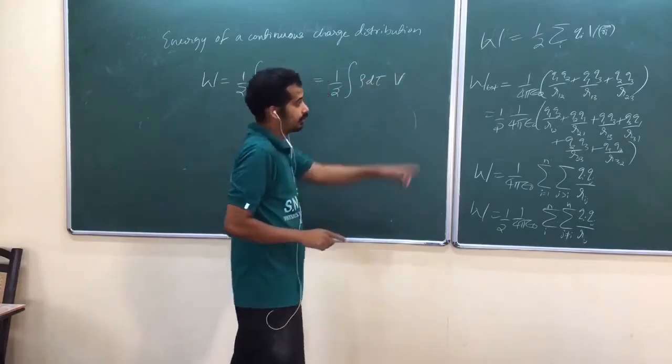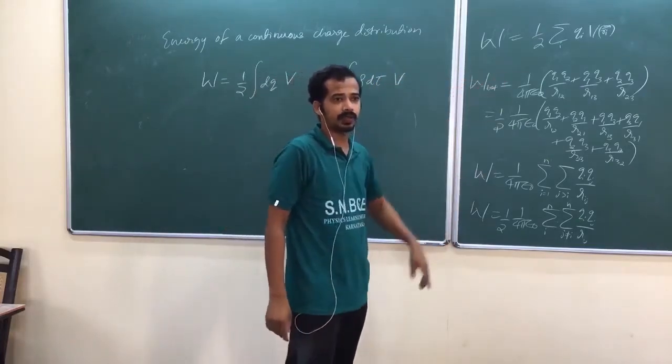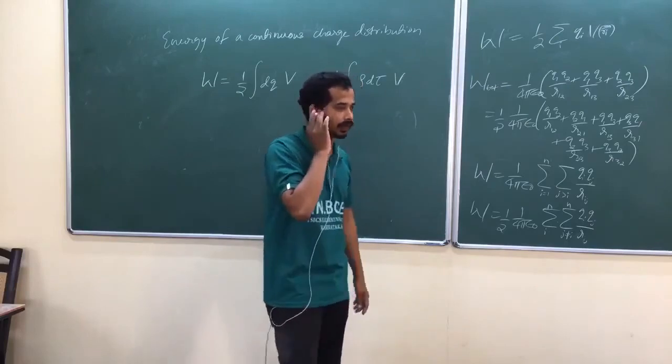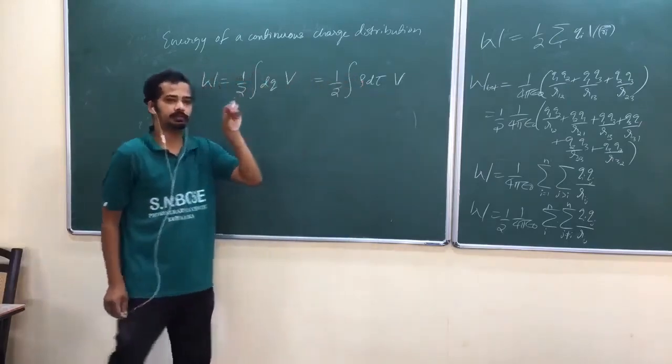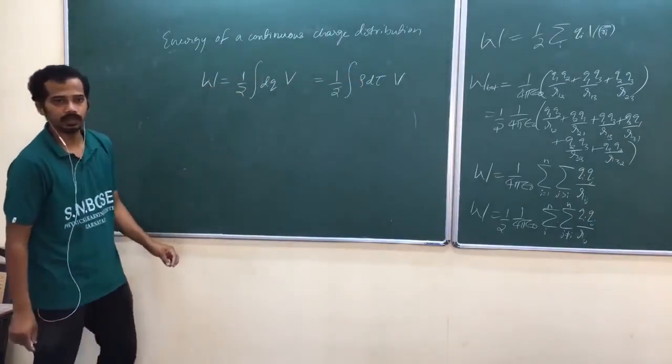What is this potential? What is that potential at the point of charge, at the position of charge? What is this potential at the position of that small elementary charge? Don't forget that one. Okay.